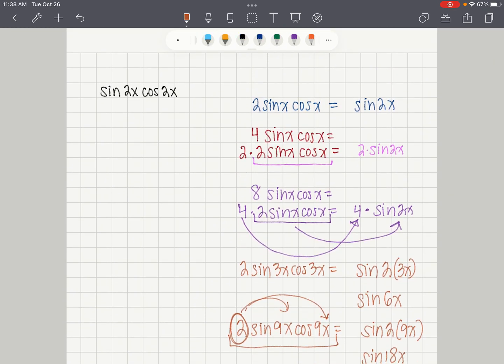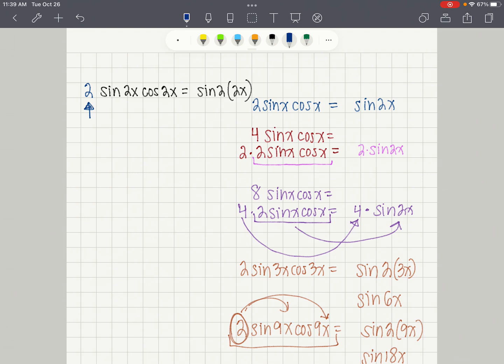So back to where we are. We've got the sine of 2x, cosine of 2x. So how can we simplify that? It sure would be nice if we could make it the sine of twice an angle, right? It sure would be nice if we can make it the sine of 4x. But what's missing right here is this 2. So in order to make this happen, I need this 2 right here, which does not exist.